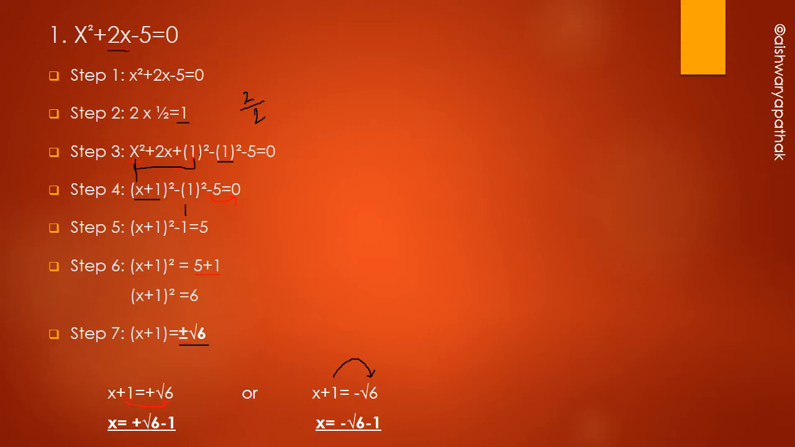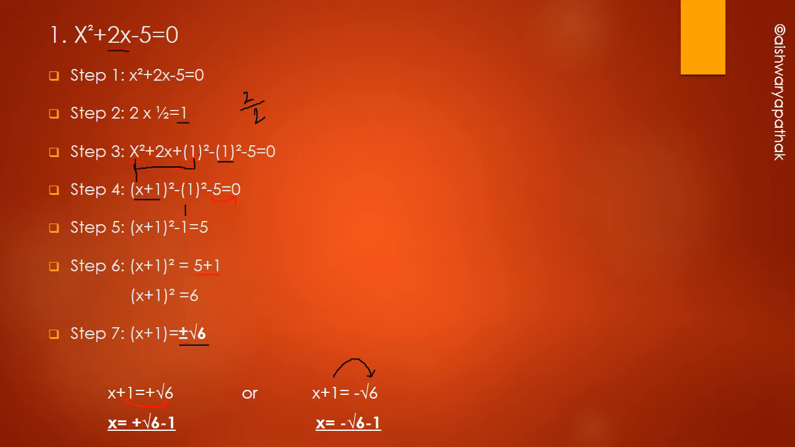Okay. Now in step 7, to remove the square, what you have to do, you should take the under root sign on the other side. Means what? Here the square is on the left hand side.